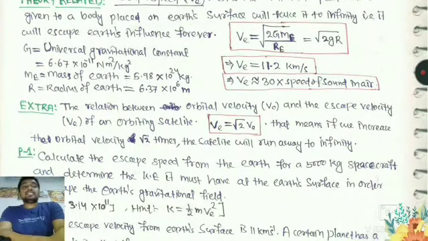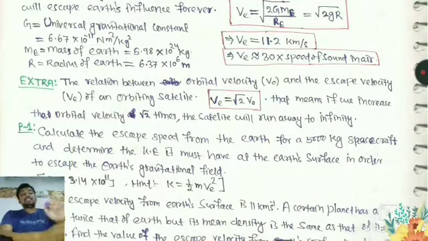This velocity is 11.2 km per second. This is the standard value. You have to remember, the escape velocity from Earth's surface is 11.2 km per second. Okay, the extra theory is important.